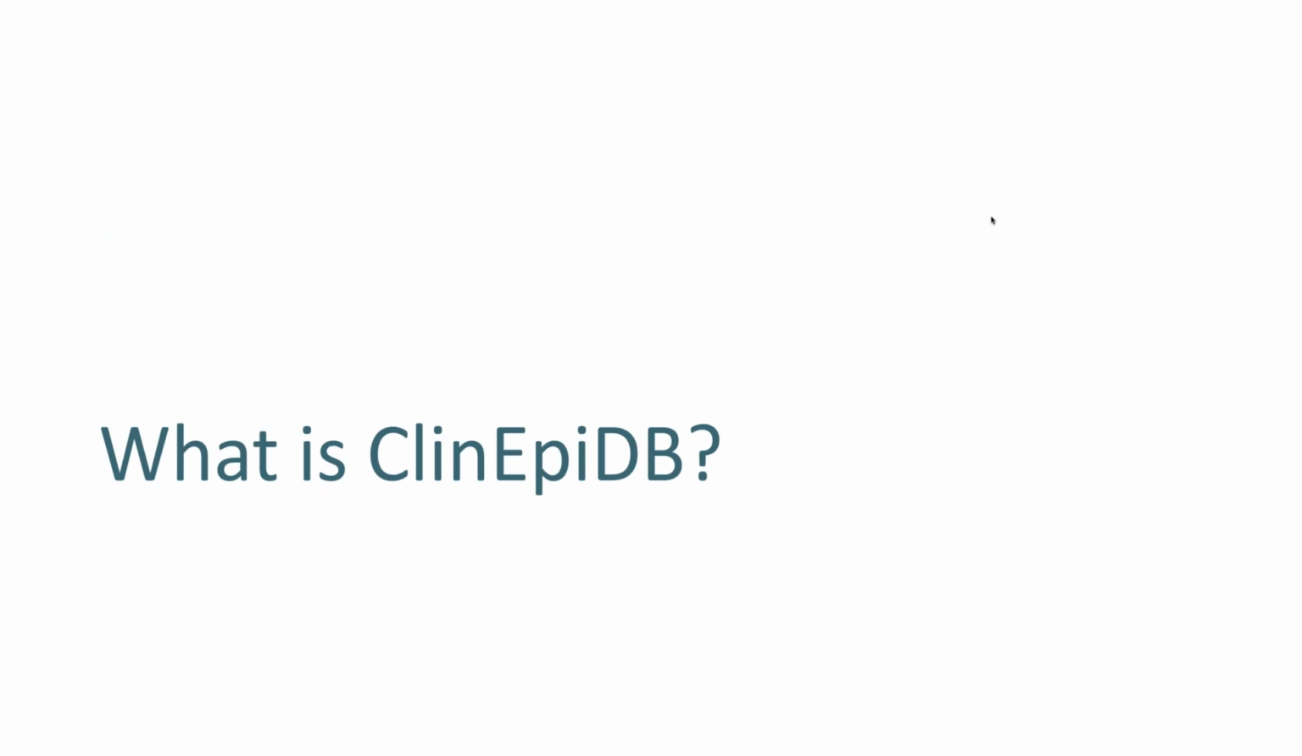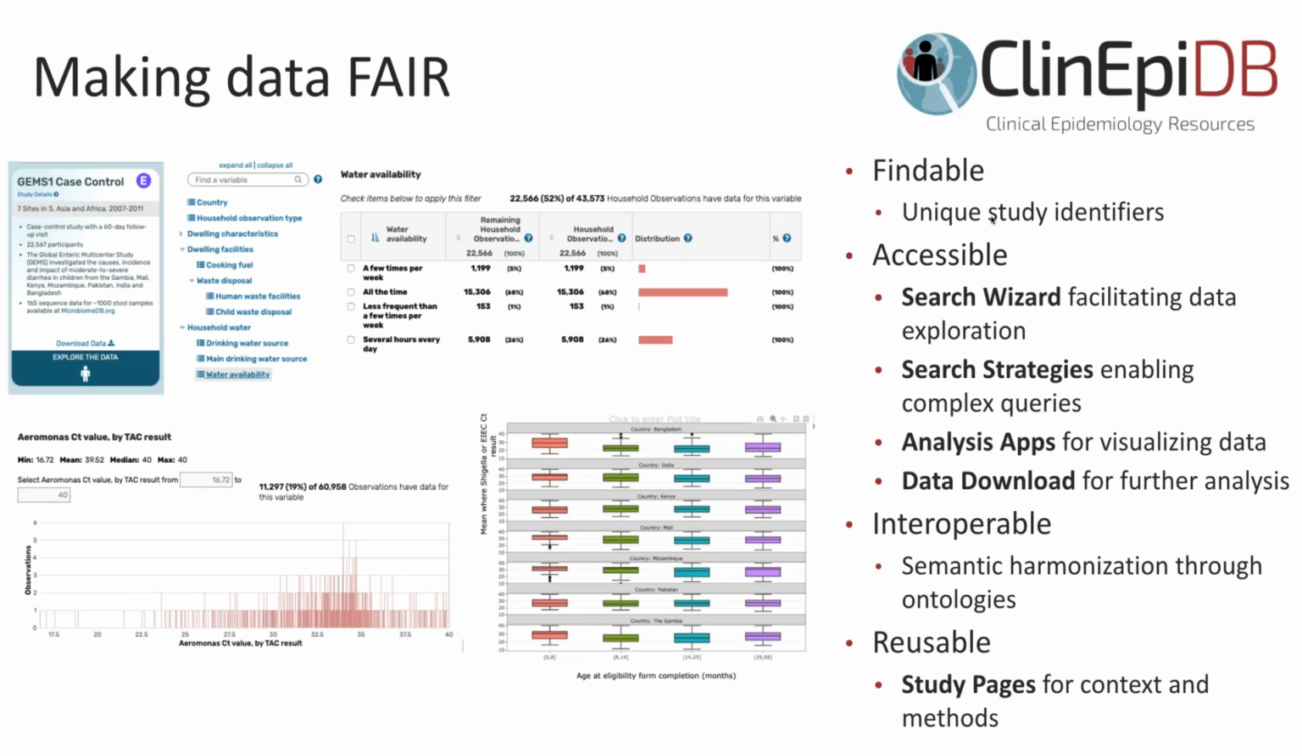So first, what is ClinEpiDB? ClinEpiDB stands for Clinical Epidemiology Resources, and our goal is to make epidemiology data, particularly data around infectious diseases, more FAIR. For those of you who aren't familiar with the term, FAIR stands for findable, accessible, interoperable, and reusable. Our website does this in a number of ways. To make data more findable, we offer unique study identifiers. Every study that we load has its own identifier, which you can think of as similar to a DOI associated with a publication. If you have that unique identifier, you can always find that data on our site.